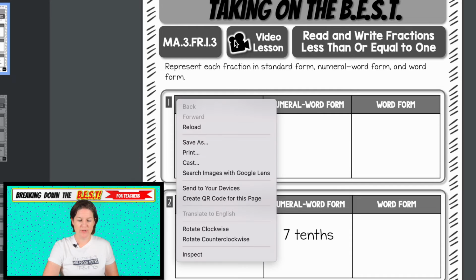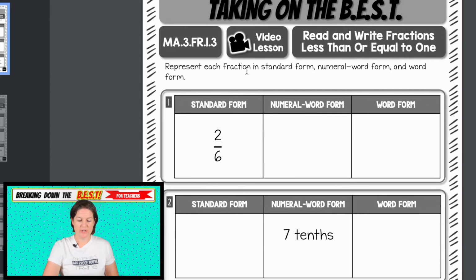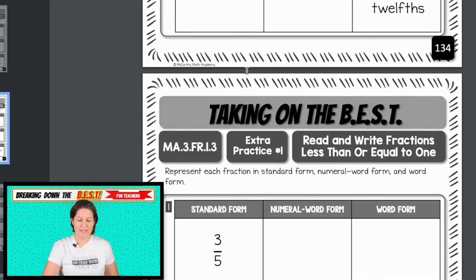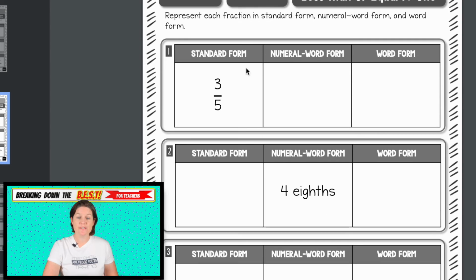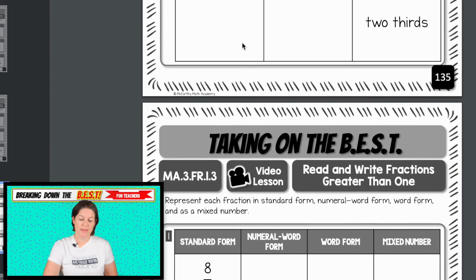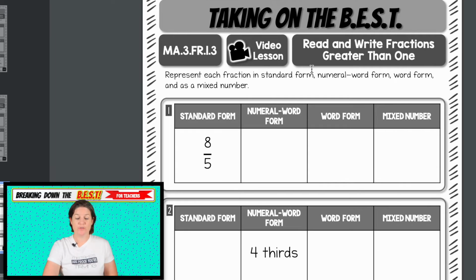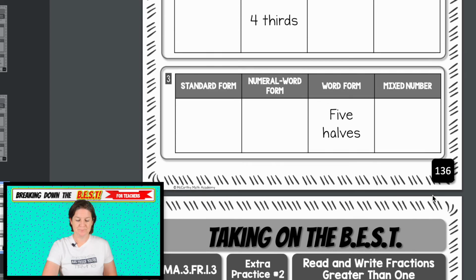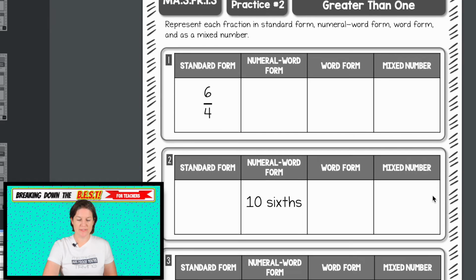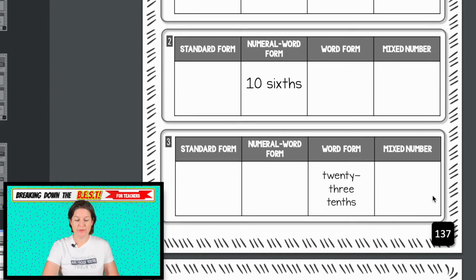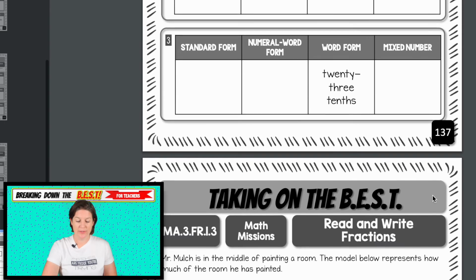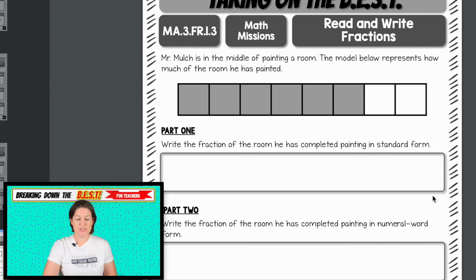So here's that video lesson. You can tell because it has that video lesson icon. And here's your extra practice. It looks just like what we did in the video lesson. Then we'll practice the second video lesson, reading and writing fractions greater than 1, where we incorporate that mixed number. Then extra practice for that without a video lesson, where students can practice on their own. Then there's a math mission specifically aligned for this standard right here.